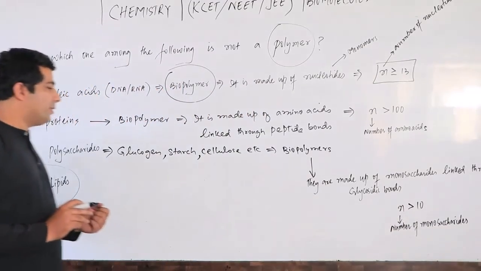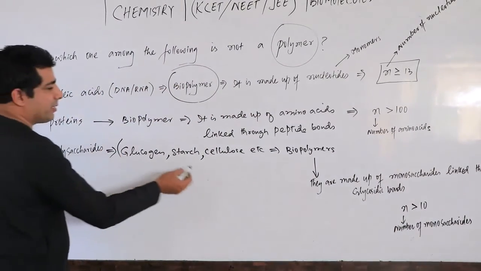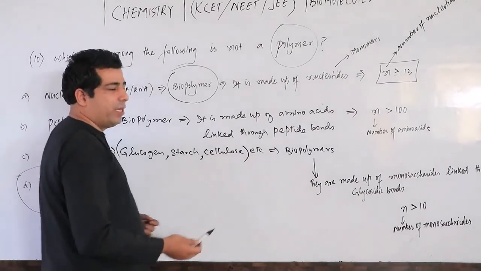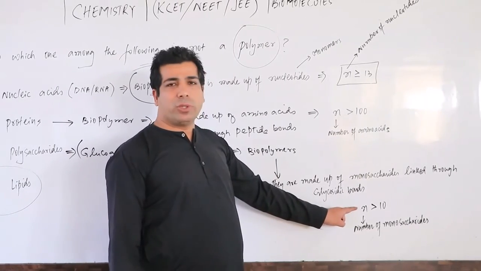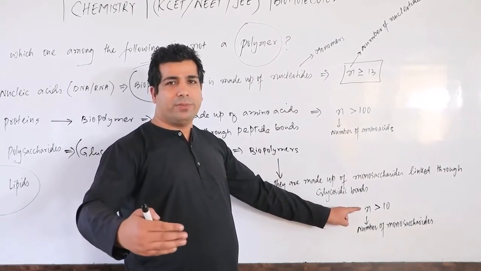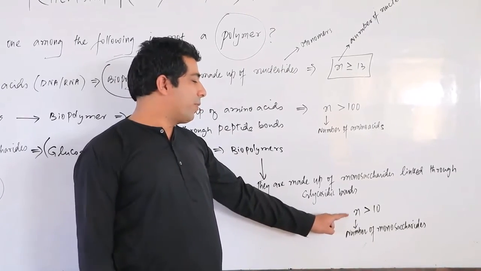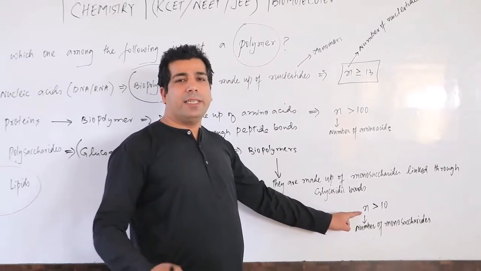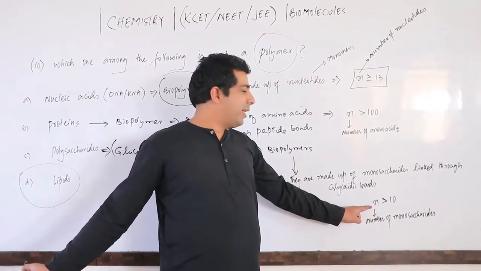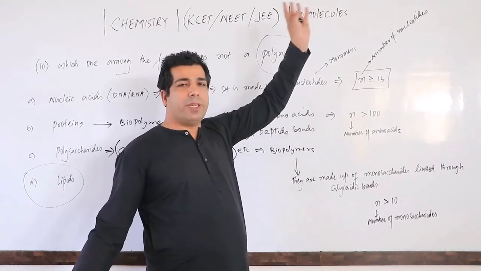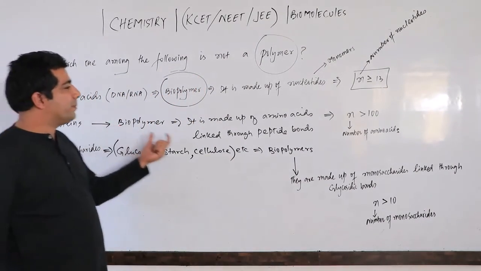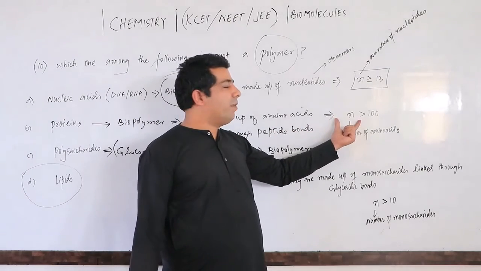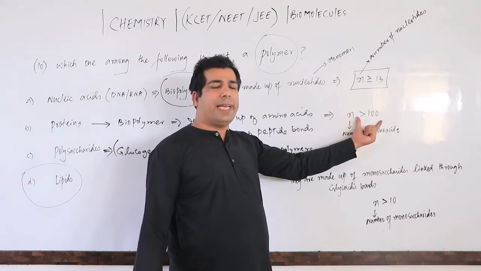So remember my dear friends, polysaccharides we have glycogen, starch, cellulose. They are biopolymers. They are made up of monosaccharides linked through glycosidic bonds. And how many monosaccharides should be there? The monosaccharides should be more than 10. Then there is a formation of polysaccharides. And this can go beyond 100, 300, 3000 like that. And in case of proteins, which are also biopolymers, the number of amino acids should be greater than 100. Exceptions are there like insulin, which has only 51 amino acids.